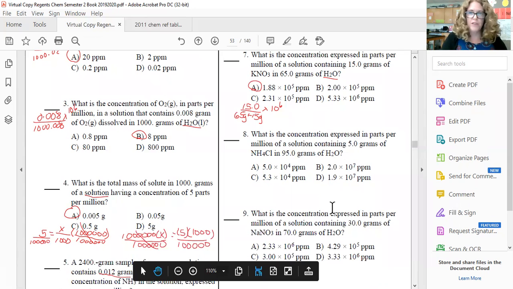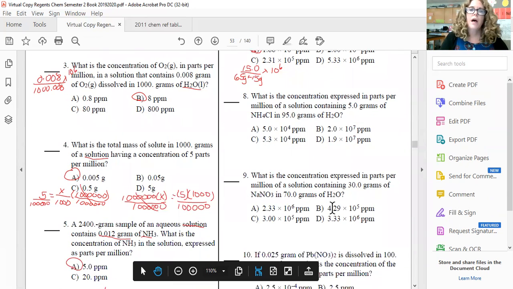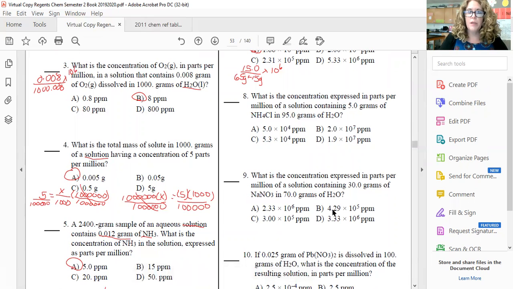I did the math ahead, so you don't have to watch me typing into my calculator. All right, so what is the concentration expressed in parts per million of a solution containing 5 grams of ammonium chloride and 95 grams of water? So if it says water, it means I have to add those two numbers together. So I have 5.0 grams of my solute divided by the mass of the solution, which is going to be the 95 grams of water plus the 5 grams of the solute that I added to the water, and then times a million. And so the answer to number 8 is A as well.